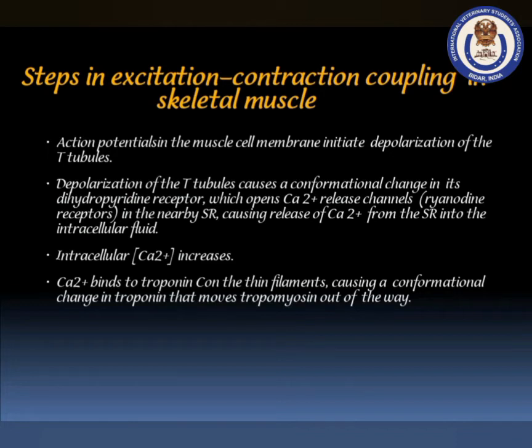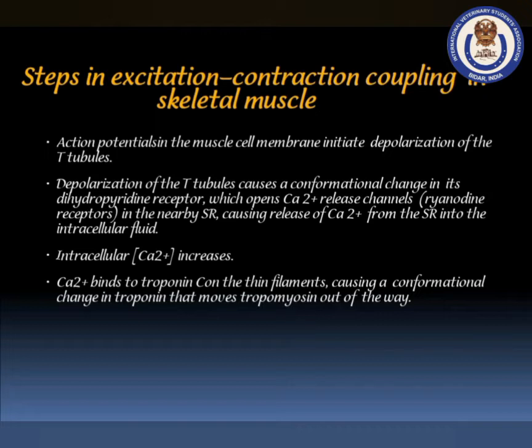Steps in excitation contraction coupling in skeletal muscle. Action potential in the muscle cell membrane initiates depolarization of the T tubules. Depolarization of the T tubules causes a conformational change in its dihydropyridine receptors, which opens calcium release channels in the nearby sarcoplasmic reticulum, causing release of calcium from the sarcoplasmic reticulum into the intracellular fluid. Intracellular calcium increases. Calcium binds to the troponin on the thin filament, causing a conformational change in troponin that moves tropomyosin out of the way.